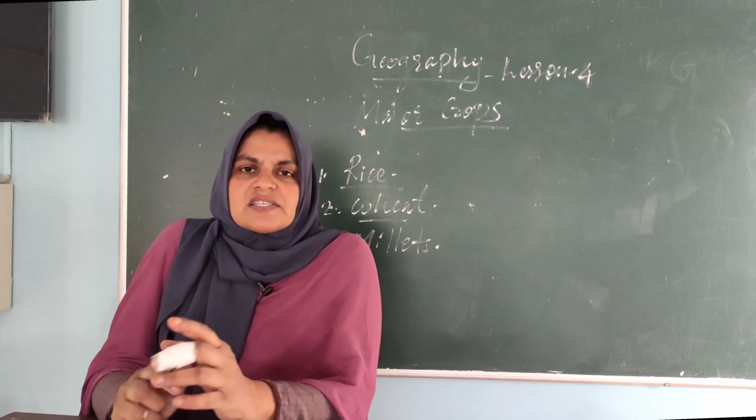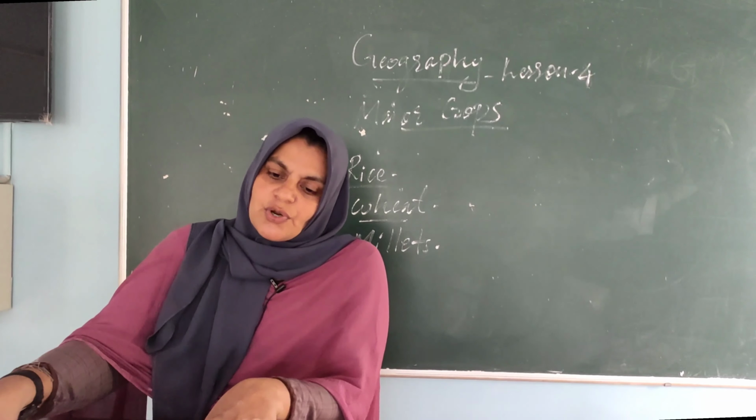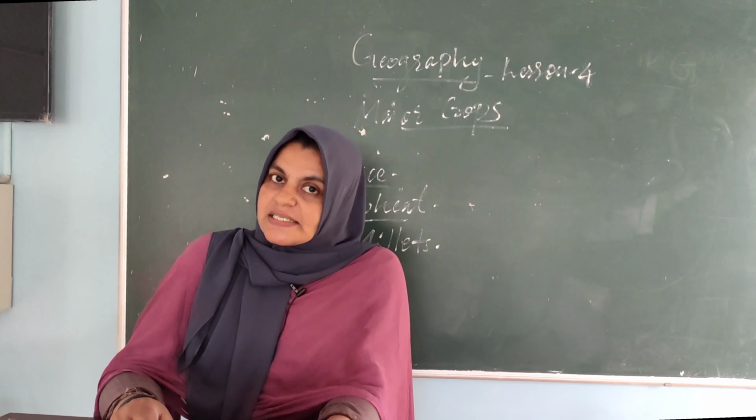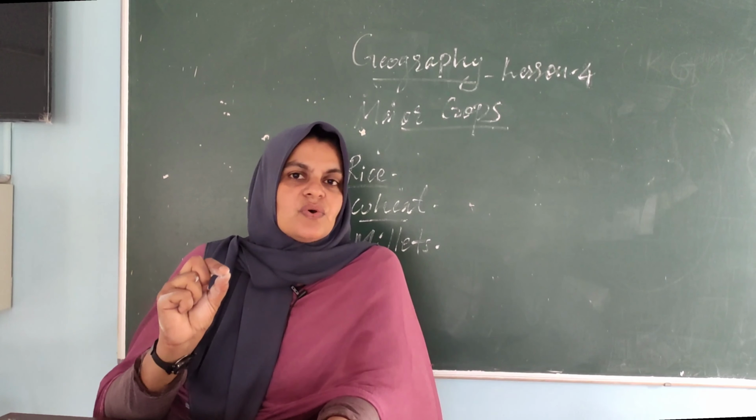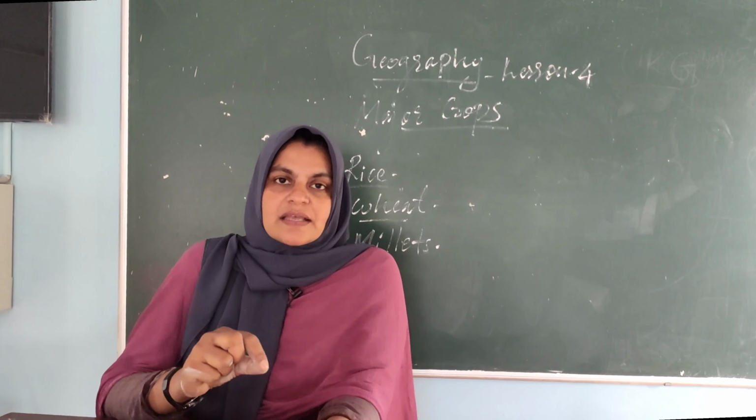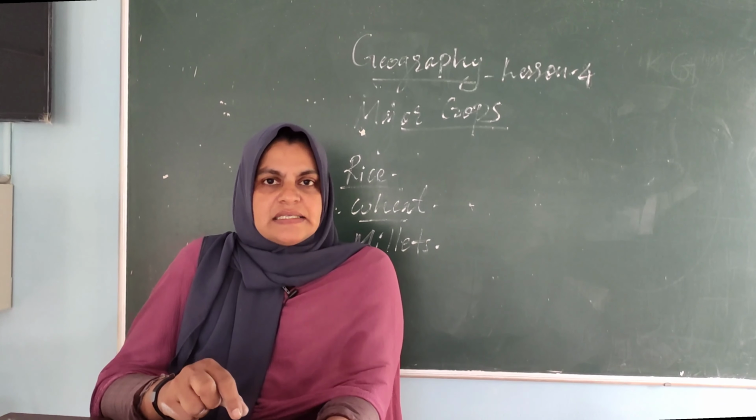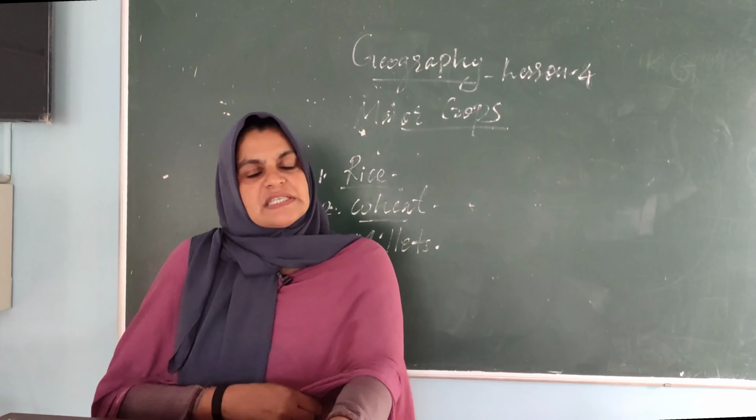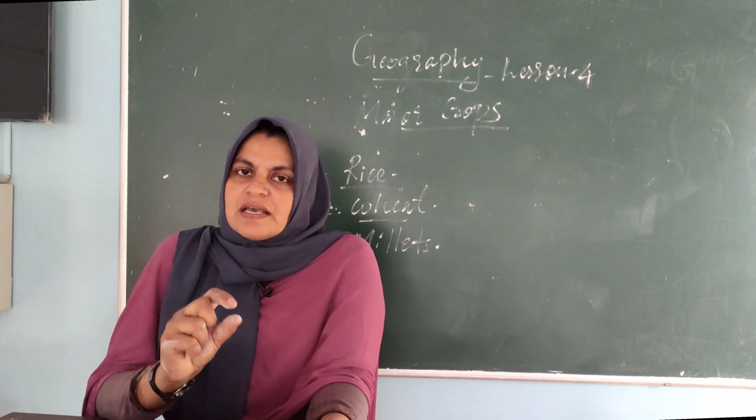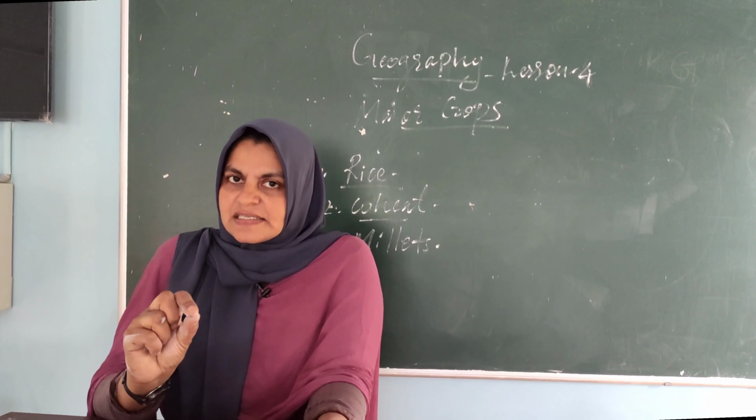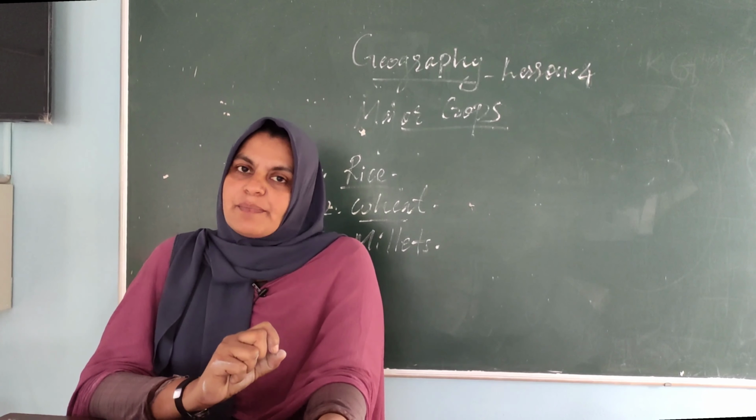Millets, it is not one crop. Don't misunderstand that. Millets means small grains. All together it is known as millets. Which are they? A group of small food grains are known as millets.